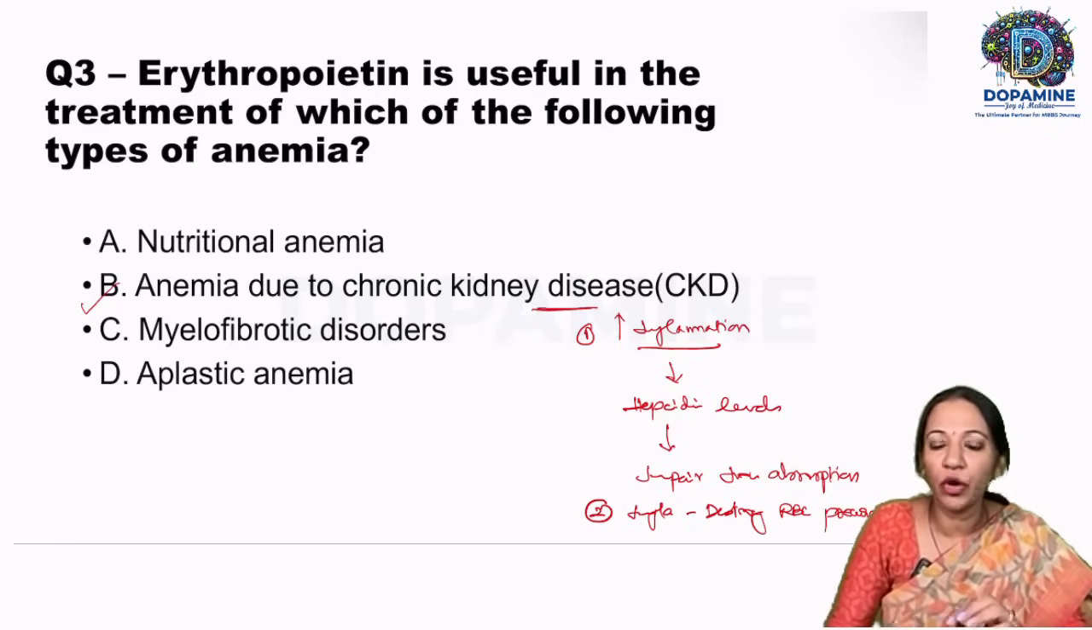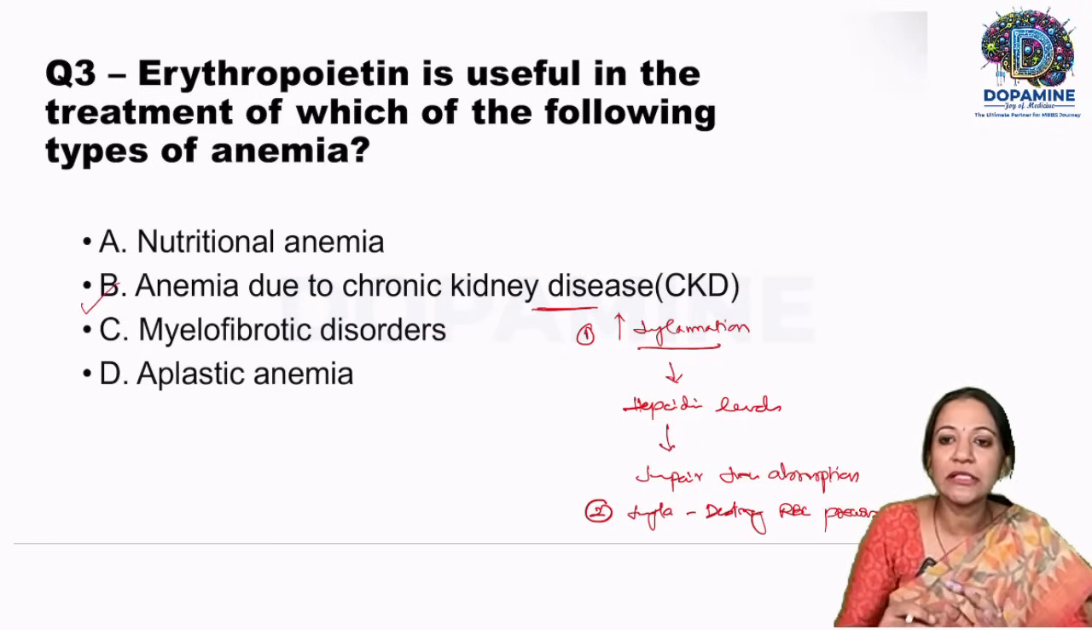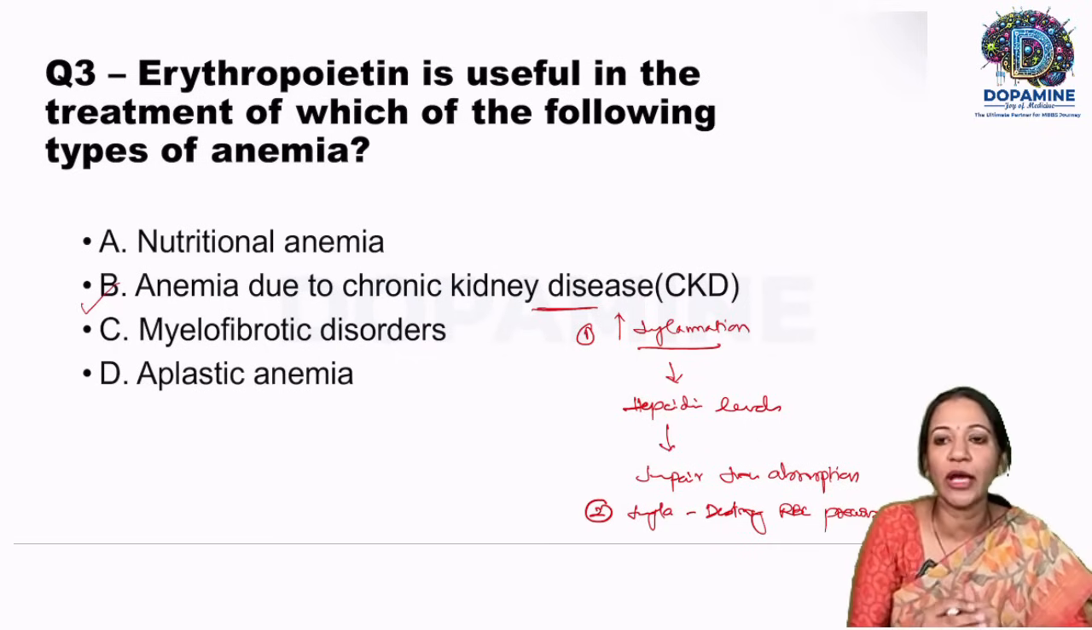So in anemia of chronic disease, when we treat these people with erythropoietin, especially people with chronic kidney disease, what happens? Because of the damage to the kidney, erythropoietin synthesis will be very low. So when we treat these people with erythropoietin, they have a good response to the anemia.